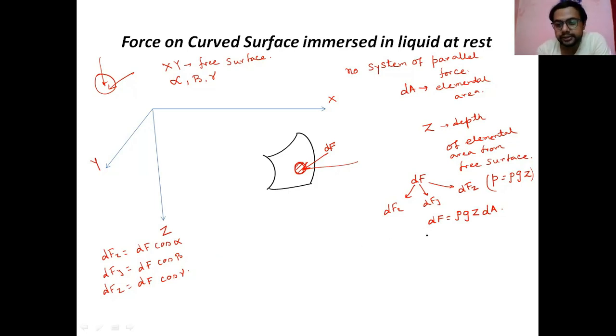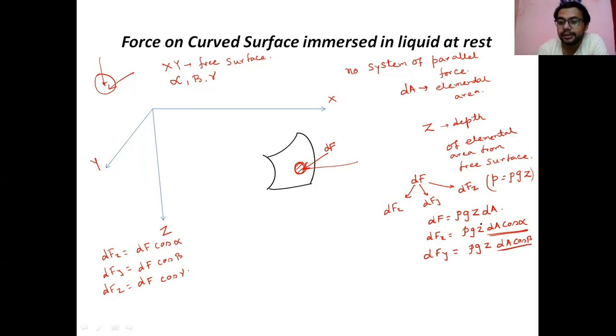So dFx is equal to rho g z dA cos alpha. Next, dFy. First we are considering dFx and dFy, it will give you a better understanding. dFy is rho g z dA cos beta. What are the cos alpha and cos beta components?